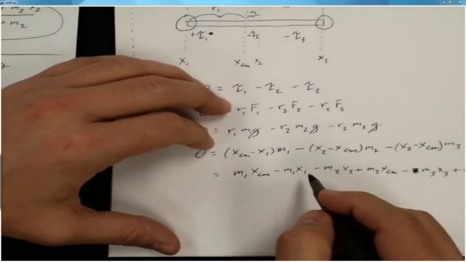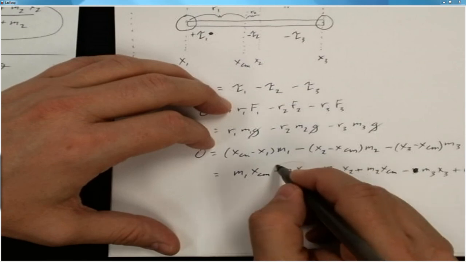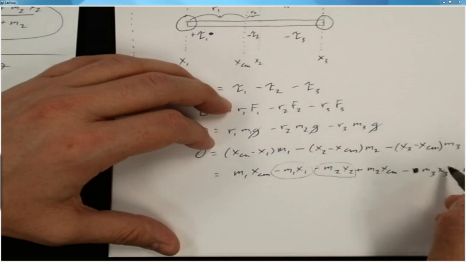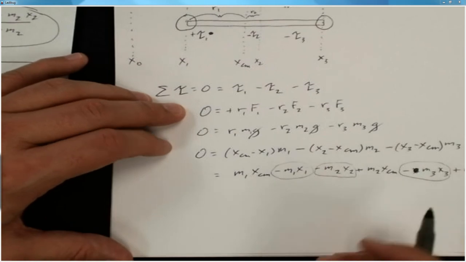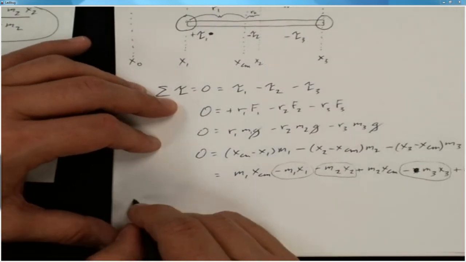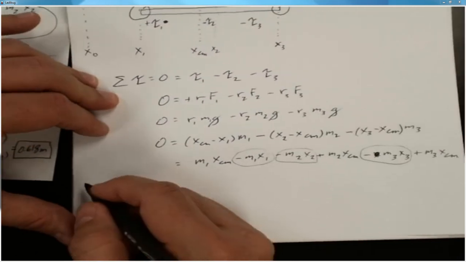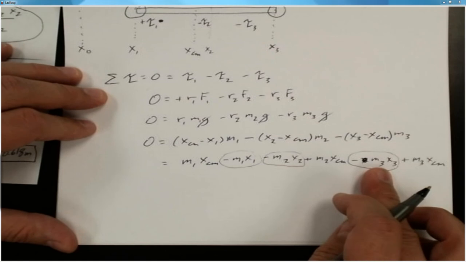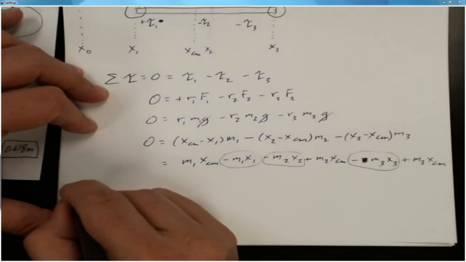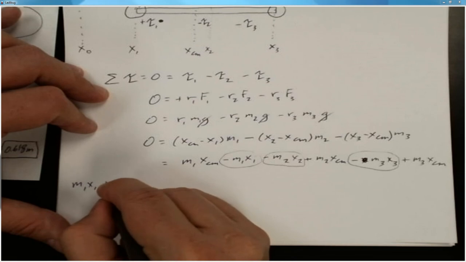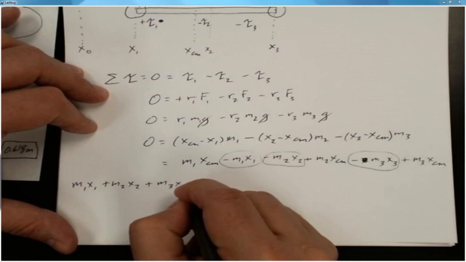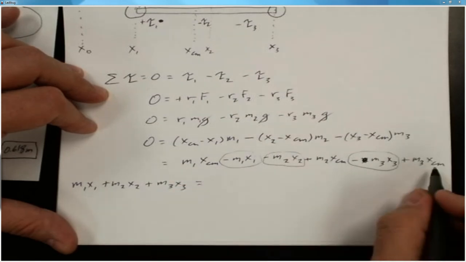All right, let's take the stuff that doesn't have x sub Cm in it. That's this and this and this. And that junk goes to the other side. Luckily they're all negative, so I can just add them and they become positive on the other side. This is what it looks like. These three go to the other side and become positive. So m1 x1 plus m2 x2 plus m3 x3 is equal to, now let's see what's left on this side.